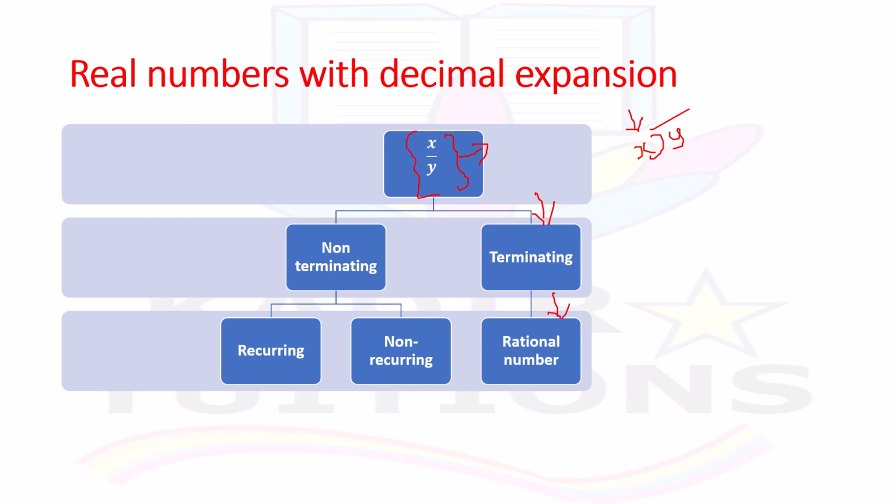If it is not terminating, it comes under the category of non-terminating, and then it falls under two categories. The decimal expansion we get may be a repeating or recurring decimal, or it may be a non-recurring or non-repeating decimal. If it is a repeating decimal, we can say it's a rational number. If it is a non-repeating decimal, we can say it's an irrational number. Here I have given examples 1 by 4 and 1 by 3. Let's find out what they are.